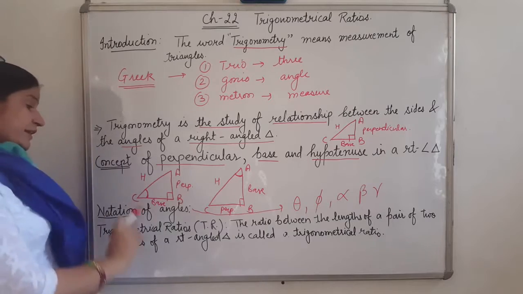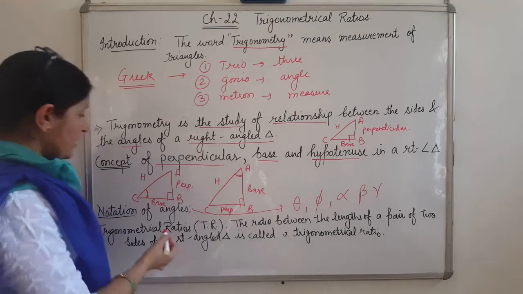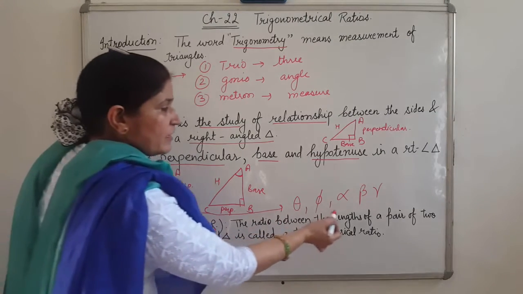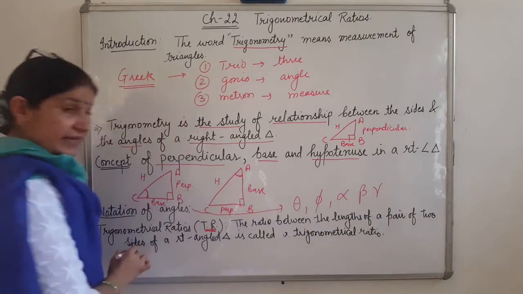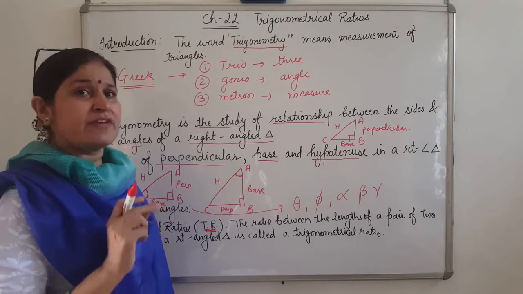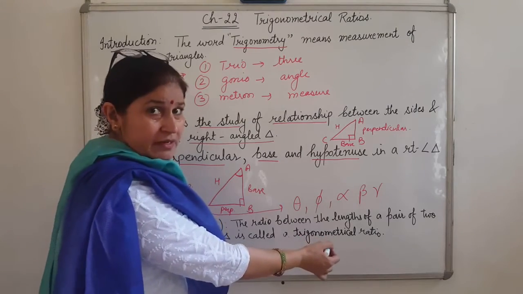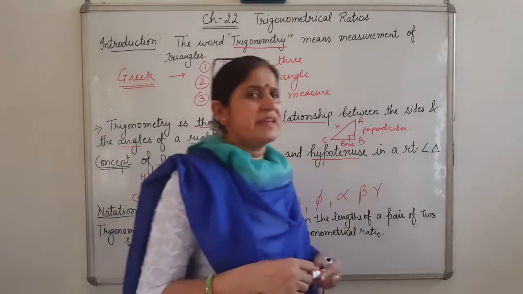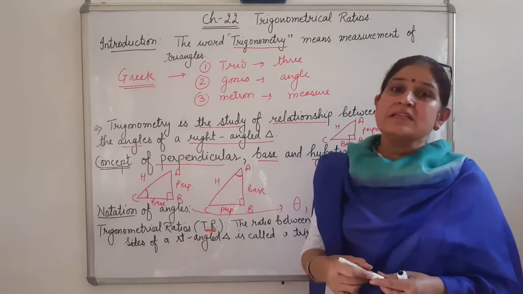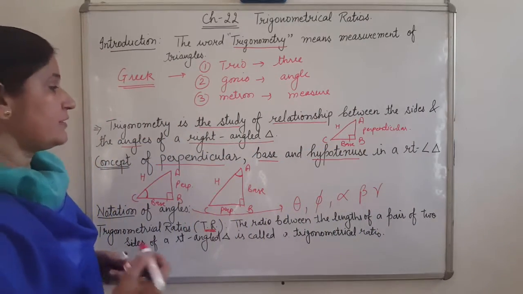Now trigonometrical ratio. The main point of this chapter, as from the name also we come to know. We write it as TR also. The ratio between the length of a pair of two sides of a right angle triangle. Means any two sides of a right angle triangle we take and find their ratio, and that is called trigonometrical ratio. In a triangle you have how many sides? We have 3 sides in a triangle.